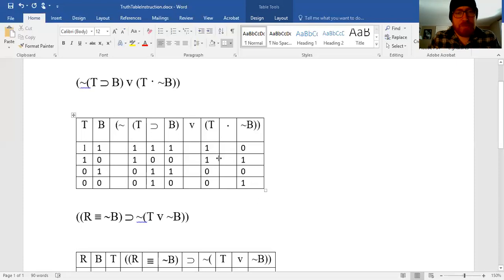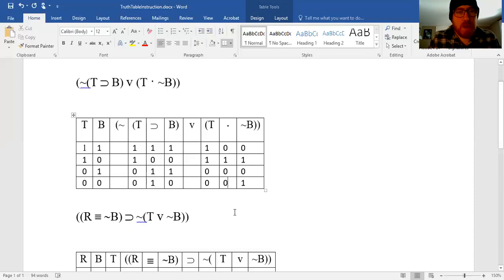Now, remember, the only condition where a dot is true is when both parts of it are true. So the only place where we have that T is true and not B is true is on line 2 of the table. So here we've got true and false, so that dot is going to be false. Here we've got that T is false and not B is false, so that would be false. And here we've got that T is false and not B is true, so that would also be false there.